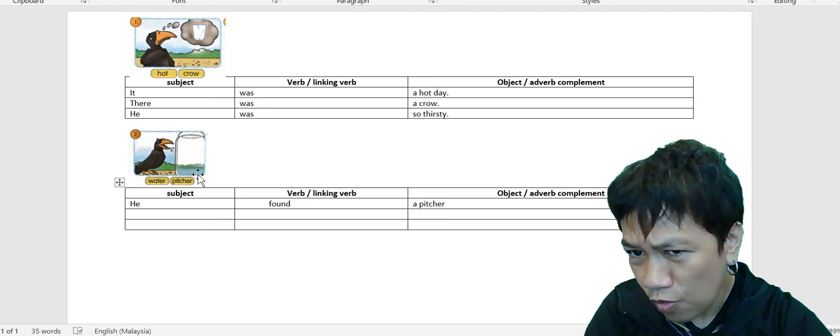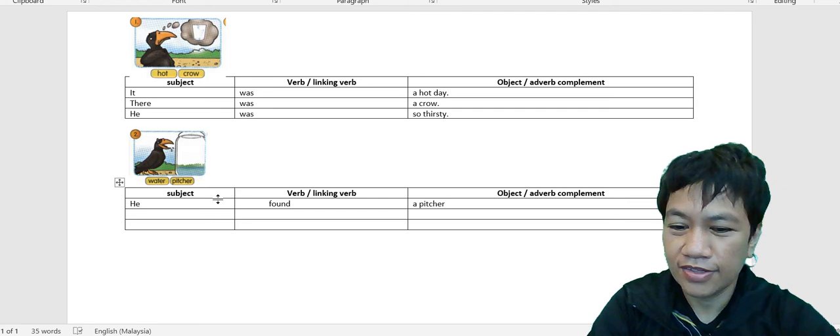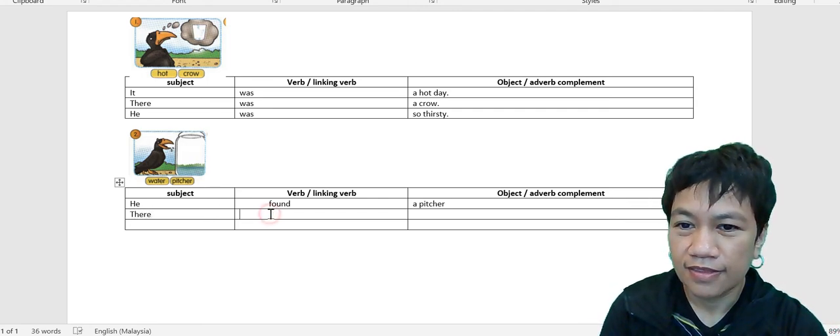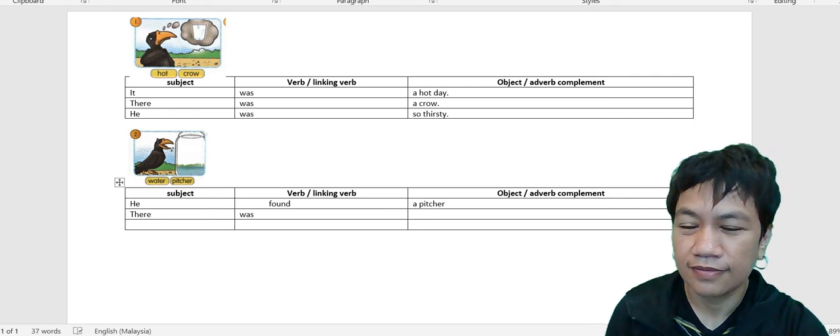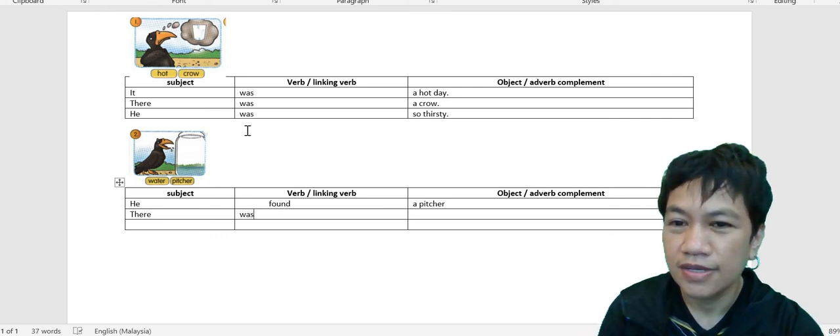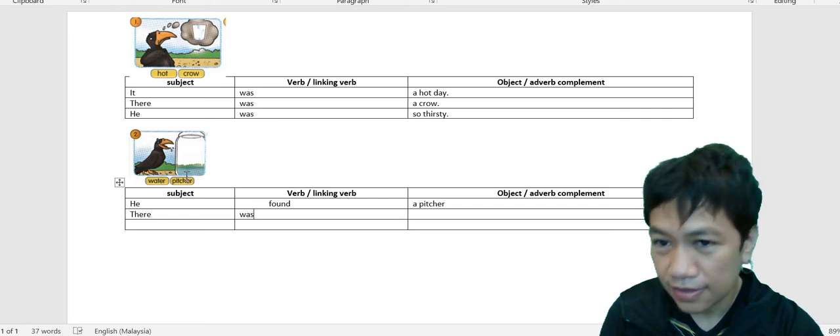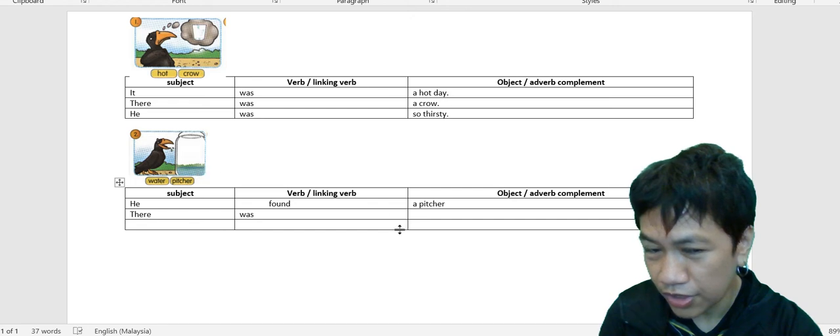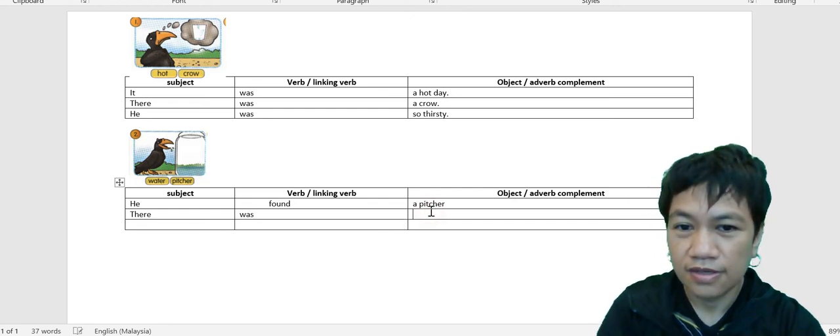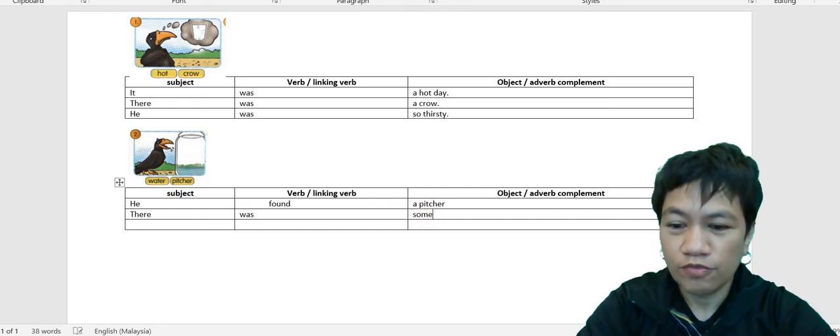There's some water in the picture, I can see. So there was. Why am I using was? Because in the example given in the textbook, they're using was, so it's already happened. Okay, there was. There's some water here, bluish color. There was some water in the picture.